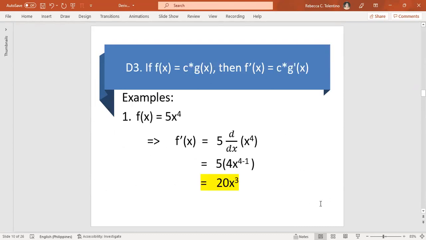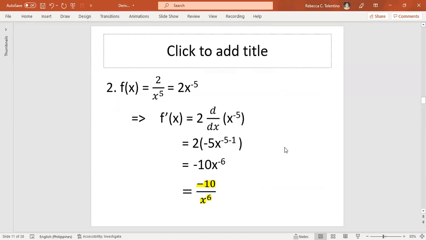Now, for the third rule, if f of x equals c multiplied by g of x, so we have a constant as a multiplier of a function, then the derivative is obtained by simply multiplying the derivative by the constant. Previously, we found the derivative of x to the fourth to be 4x cubed. Now, if it's not just x to the fourth, but 5x to the fourth, you get the derivative by multiplying 4x cubed by 5. So ultimately, your derivative is going to be 20x cubed.